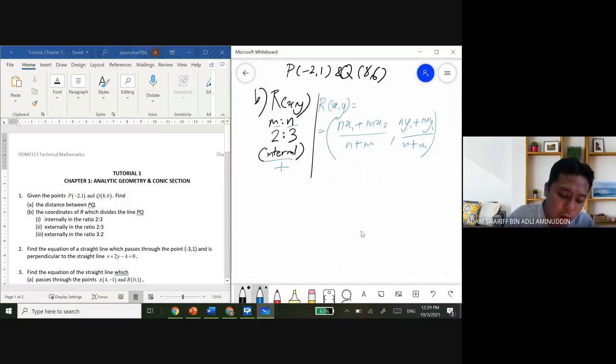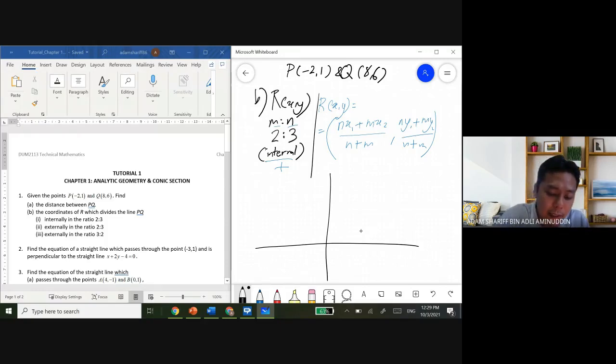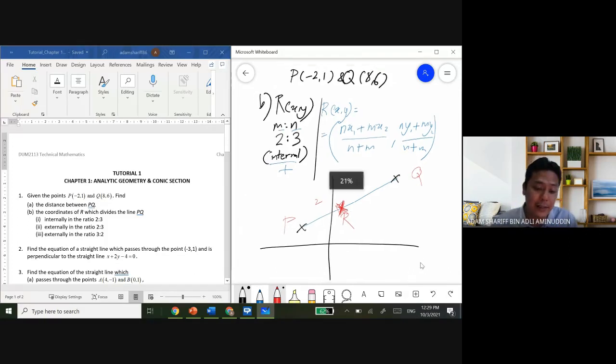Okay, one more good practice which is optional is to derive the points, to draw the points. Negative 2, 1 kat sini, for example, 8, 6 kat sini. Sketch saja. Dan dia cakap, okay, the ratio is 2, 3. Internal. So, anggaran saja, this is 2, this is 3. So, your R should be around here. This is P, Q, and R should be here, around that part.